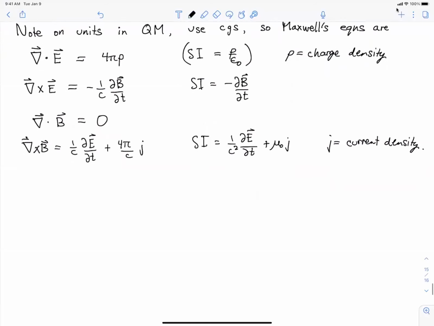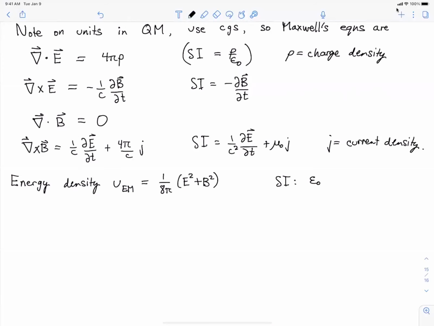Okay, so other things that are important besides Maxwell's equations: we're going to want to keep track of where energy is going. So energy density is going to be an important concept. This is the energy per unit volume in electromagnetic fields. And in our CGS units, it's 1/8π (E² + B²), which is nice and symmetrical between electric and magnetic fields. Whereas in the MKS system, it's not symmetrical. It looks like this.